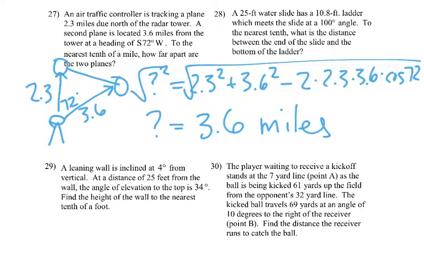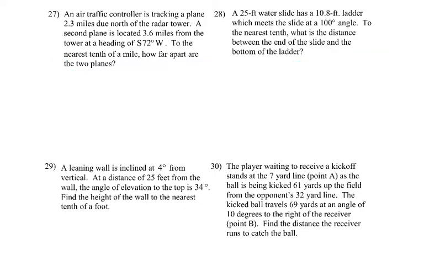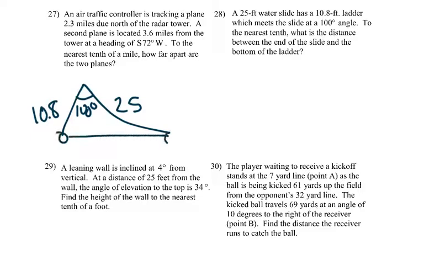Okay, 28. A 25-foot water slide has a 10.8-foot ladder, which meets the slide at 100. So, water slide is 25 feet, ladder 10.8, meets at a 100-degree angle. To the nearest tenth, what is the distance between the end of the slide? So here to here. Okay, same setup we've just been doing, huh?